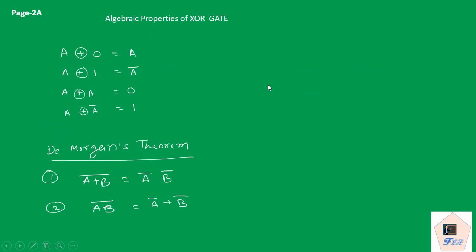Now the XOR gate has some algebraic properties. A XOR 0 will give us A, A XOR 1 will give us A bar, A XOR A will give us 0, and A XOR A bar will give us 1. These are some properties of the XOR gate, and these properties are further extended to another property.